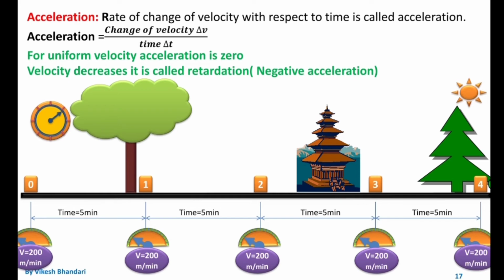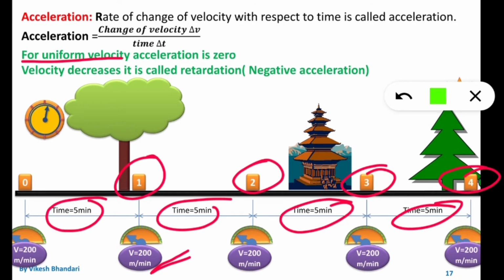How it is, I will take this position and this position. This is the final position and this is the initial position.